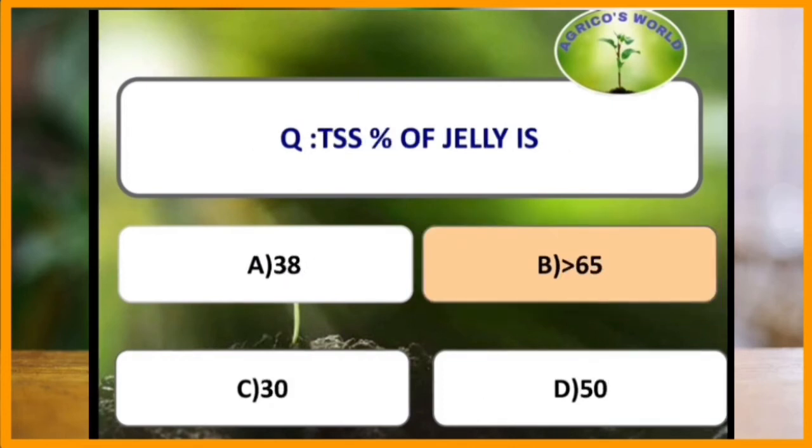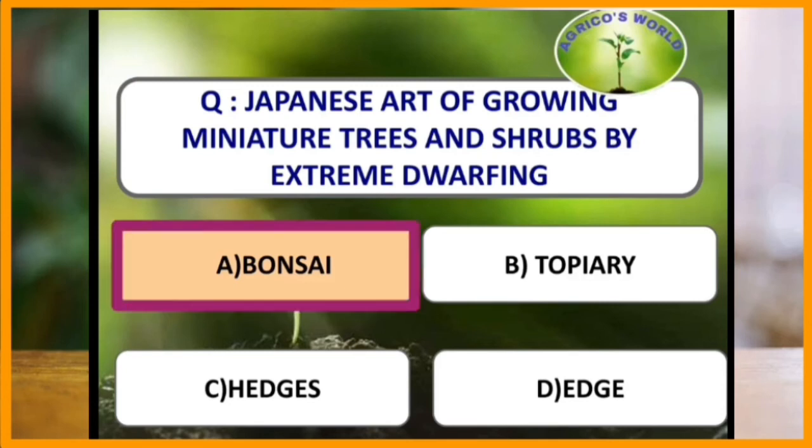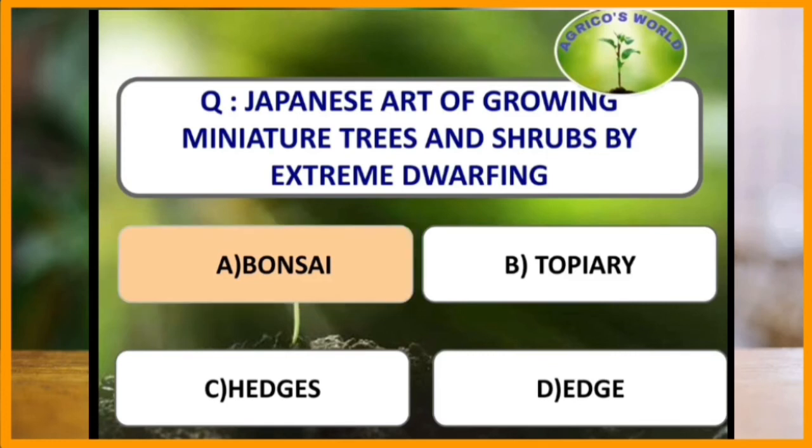What is the TSS percent of jelly? The TSS percent of jelly is greater than 65% and it is transparent, whereas in jam, the TSS percent is 68.5 and it is opaque. What is the Japanese art of growing miniature trees and shrubs by extreme dwarfing? The art of growing miniature trees and shrubs by extreme dwarfing is known as bonsai.